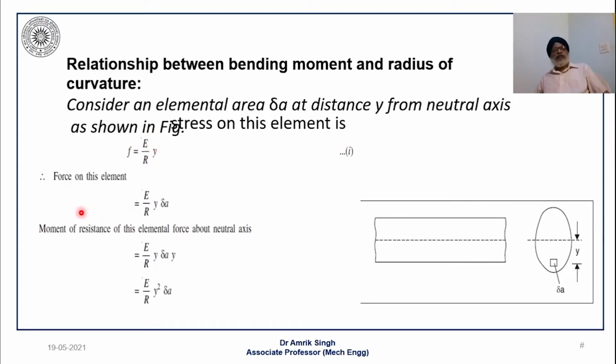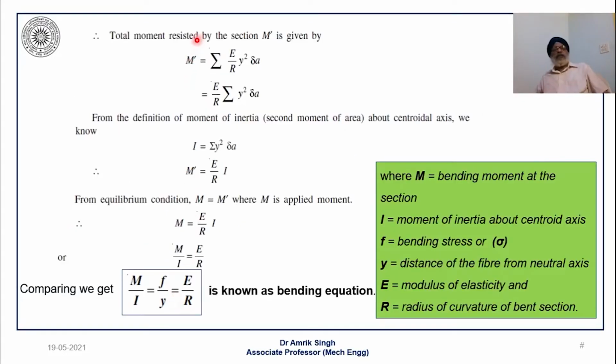So the force will be equal to this stress multiplied by the area, that is delta A. The moment of resistance of this elemental force is equal to E upon r into y, and the moment arm will be y. So this force into y will be the moment. If you multiply this, it will be E upon r y square into delta A. So the total moment on this section, M', will be the summation of this previous relation.